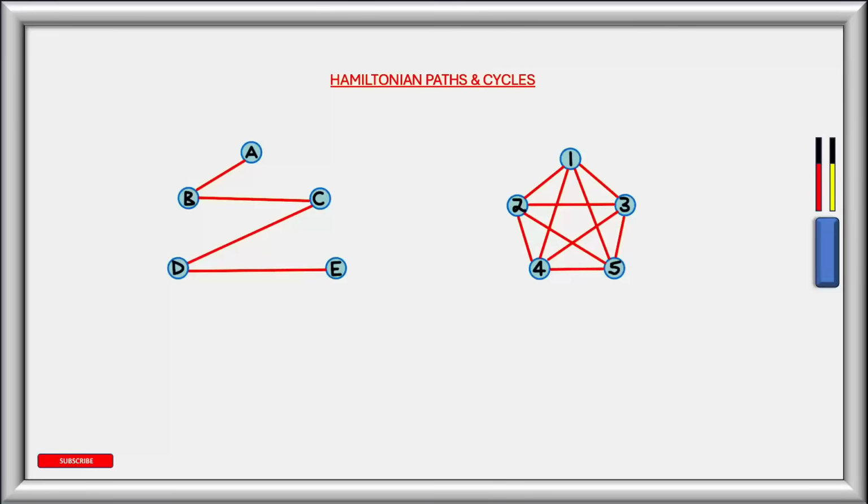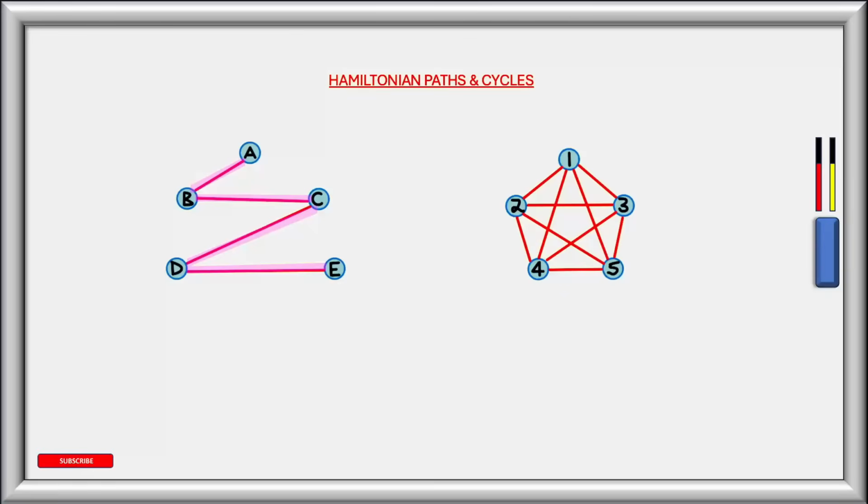Let's apply these definitions. Starting with the graph on the left of the board, let's see if it's a Hamiltonian path or a Hamiltonian cycle. So we can begin at vertex A and move along the edge to vertex B and then cross to vertex C. From C, we can move to D and from D to E. So now we've visited every single vertex in the graph. However, there's no way back to our starting vertex A. So this is a Hamiltonian path, as there's no edge connecting vertex E to vertex A. So there's no cycle, and therefore it's not a Hamiltonian graph.